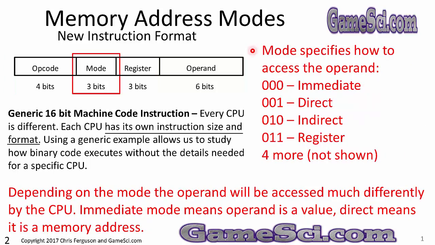The 3 bits for the mode specifies how to access the operand. 3 zeros means immediate mode. 001 is direct mode. 010 is indirect mode. 011 is register mode. There are 4 more not shown. We don't need to see all 8 different modes. And again, this varies from CPU to CPU. Depending on the mode, the operand will be accessed much differently by the CPU. Immediate mode means the operand is a value. Direct means it's a memory address.